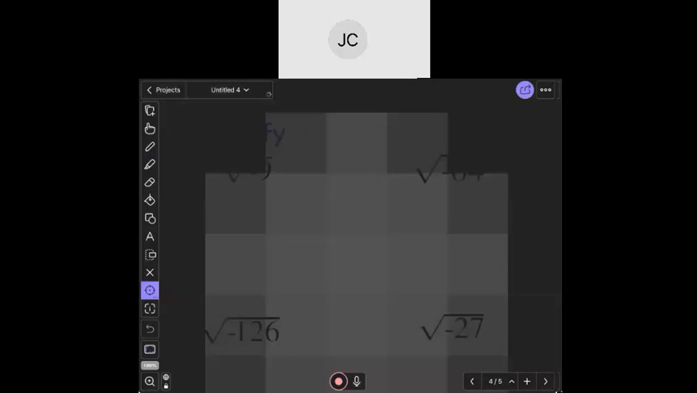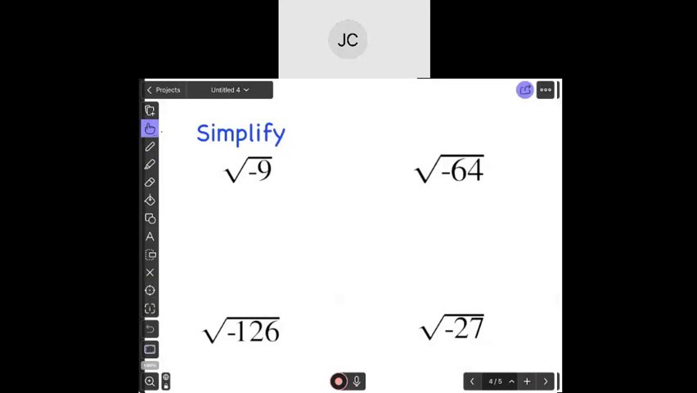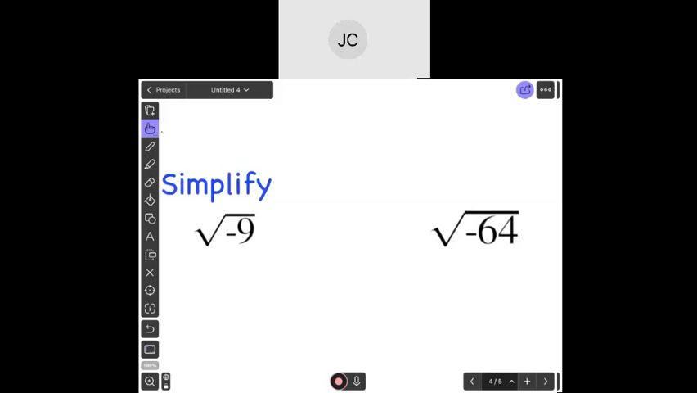So that means I want you guys to tell me these two, and you should be able to tell me them very quickly. Simplify both of those. Send those to me in the chat. And if it's taking you a long time, you're thinking too hard.